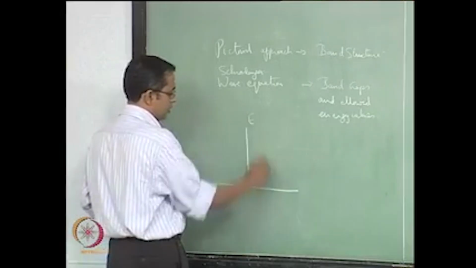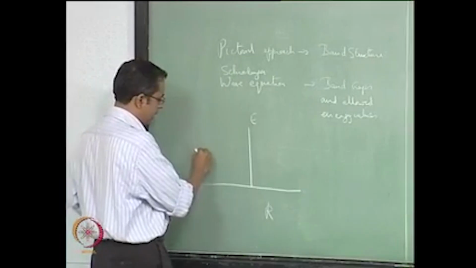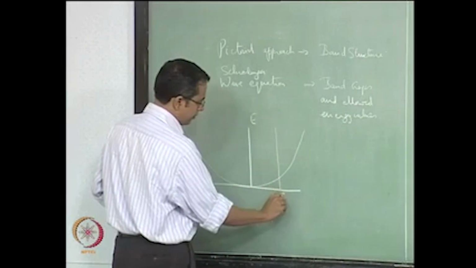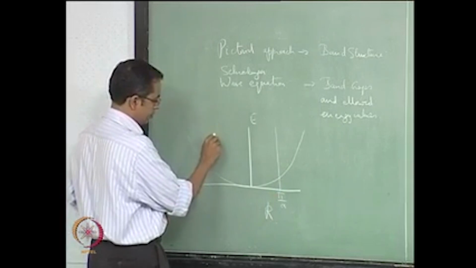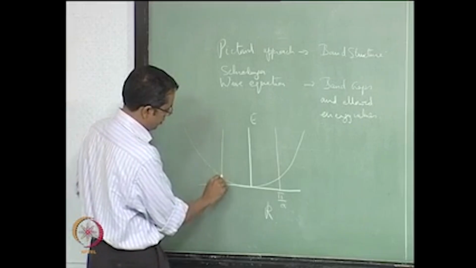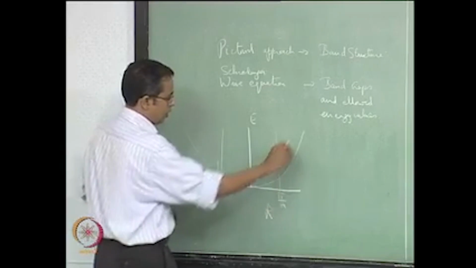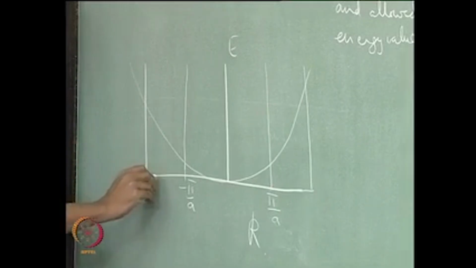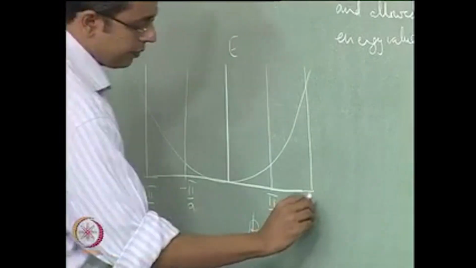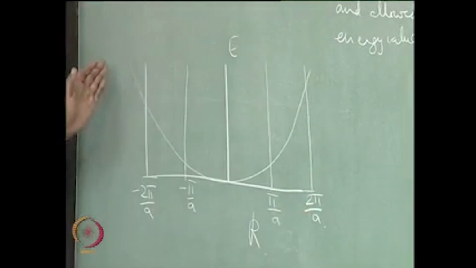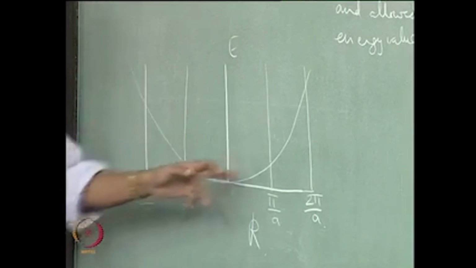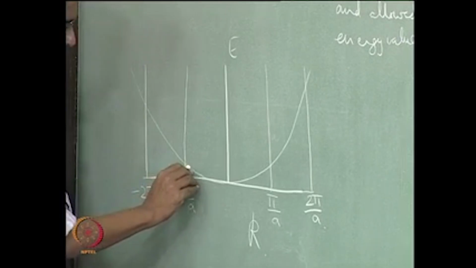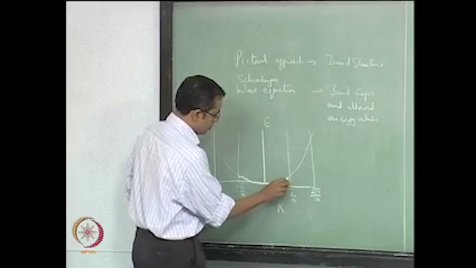So this was E, this was K, and we have the guideline which is the free electron parabola, and we said that at the Brillouin zone boundaries, pi by a, minus pi by a, minus 2 pi by a and 2 pi by a, at all these boundaries, this nearly free electron parabola, which itself is a set of discrete points, is distorted, and specifically we drew the distorted structure as something like this.